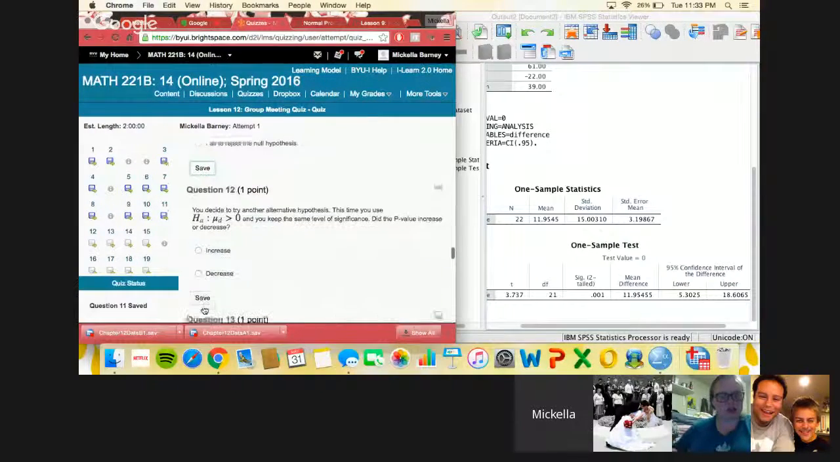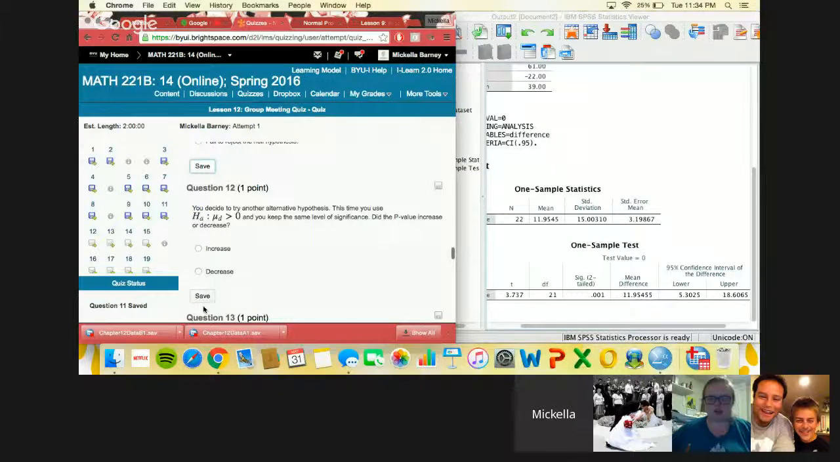You decide to try another alternative hypothesis. This time you use that the mu is greater than 0 and you keep the same level of significance. Did the p-value increase or decrease? I don't know. Increase? And why do you think that, though? Because I don't get it. I don't know that I'm right though.